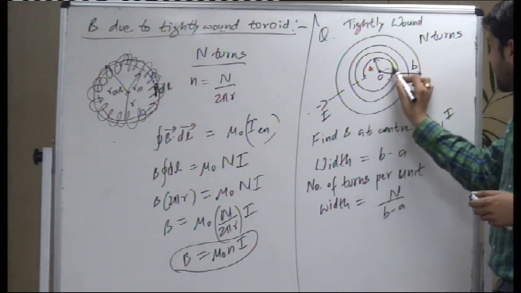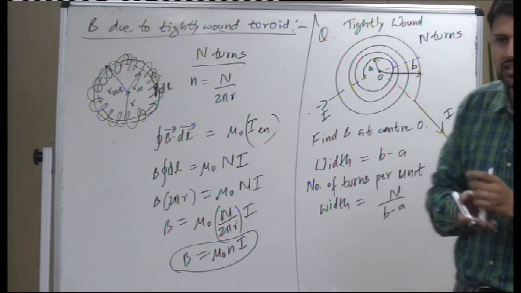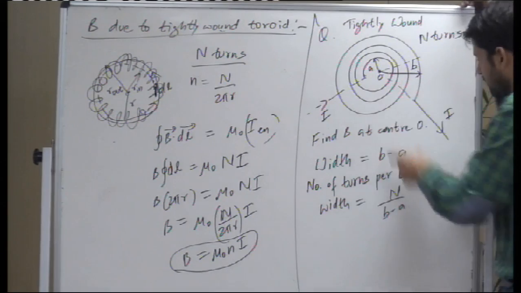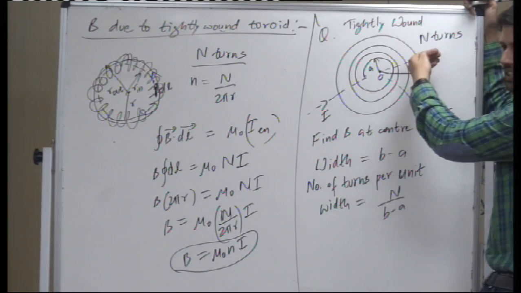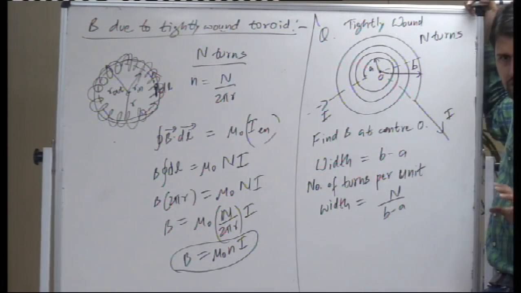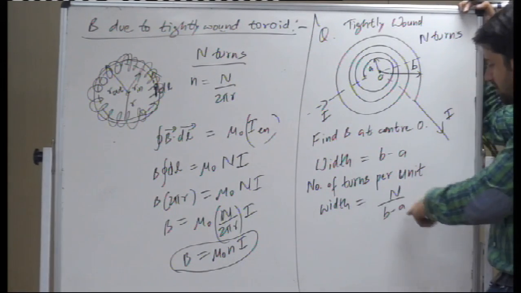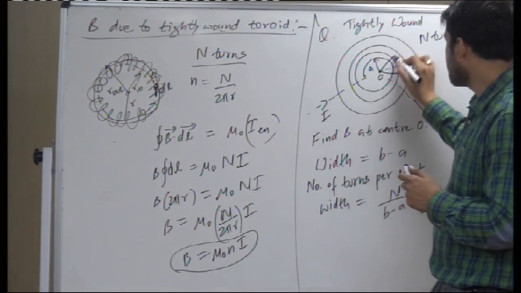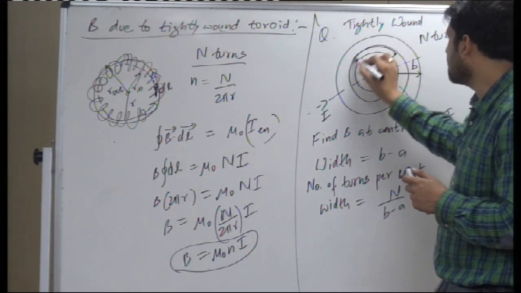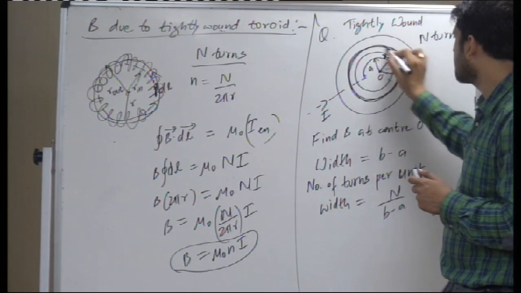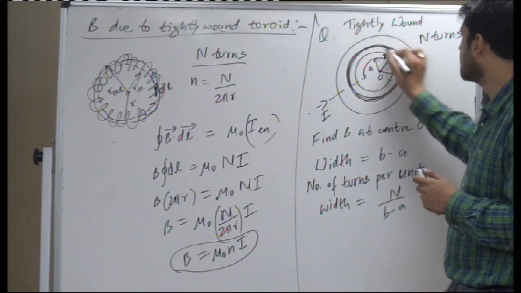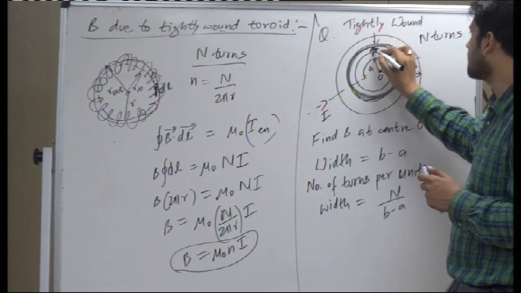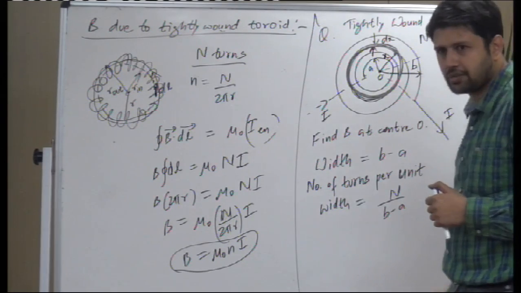As you go away along the radial direction, you need to cover this much distance, radial distance B minus A, and you would cover all the turns. So which means turns per unit width would be this much. Okay. Why am I doing this? Because I would consider a thin strip somewhere like this. I would consider a thin strip of radius x but thickness dx.